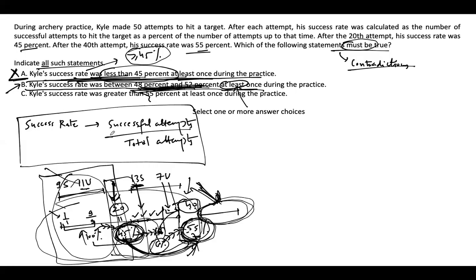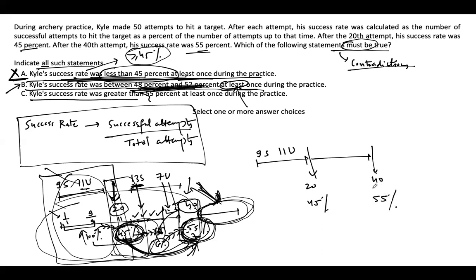Okay. Kyle's success rate was greater than 55% at least once during the practice. Try contradicting it, that he had all failures in the initial attempts. Initial 10, initial 11 attempts he failed. Initial 9 attempts he failed.